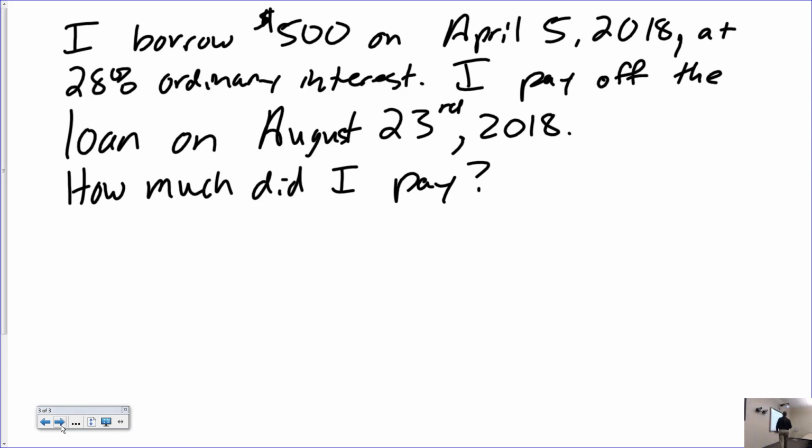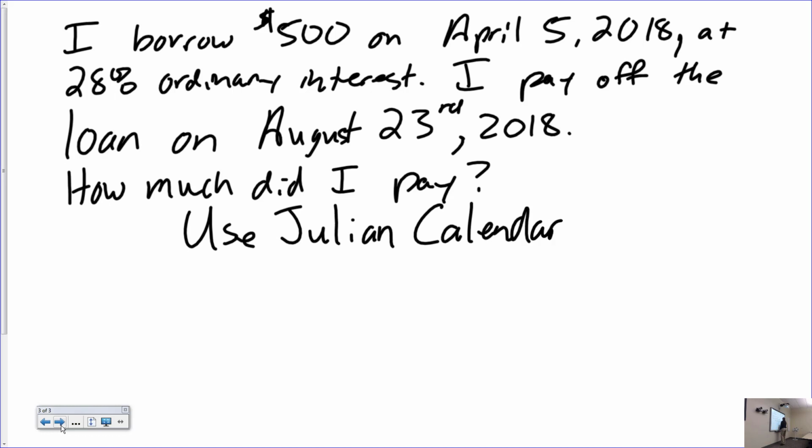I think I see this one. The Julian calendar. And basically all the Julian calendar is, folks, is a calendar that tells you what day of the year every day in the year is. So there are 365 days in the year. So if you look up these two dates in the calendar, if you look up August 23rd, you'll see it's 235, right? That means it's the 235th day, right?